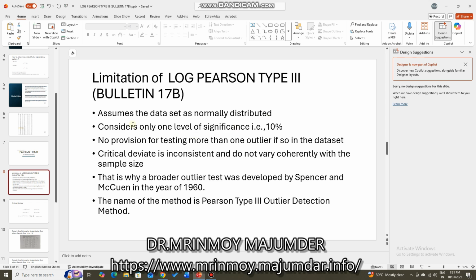In that method, we assume that the data set for which we are trying to identify the outlier is invariably normally distributed. That means the data set follows the pattern of the normal distribution function. But not all data sets are distributed normally or follow the pattern of normal distribution.